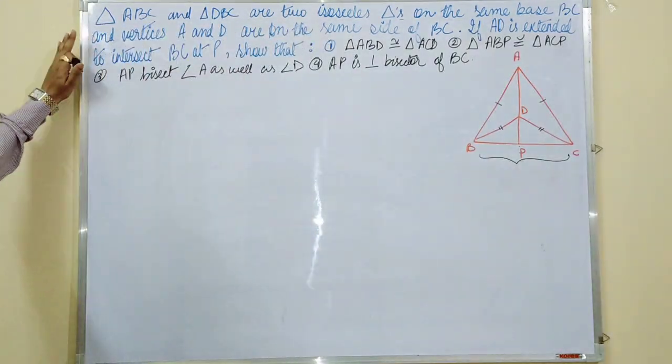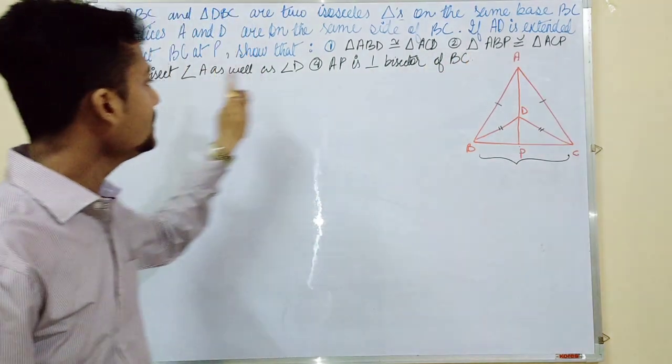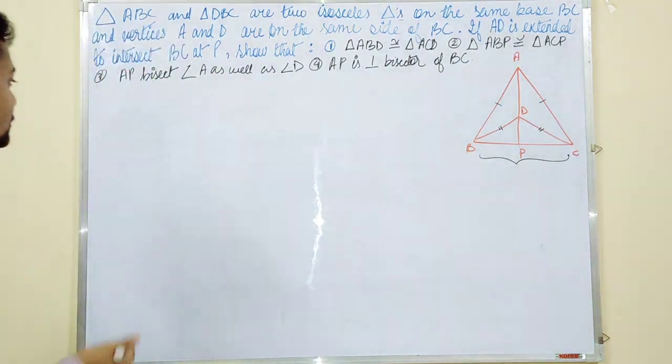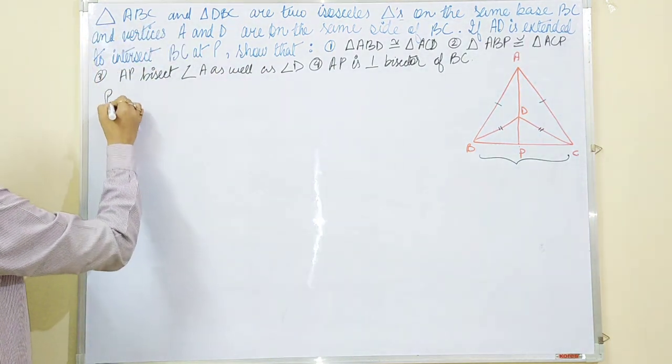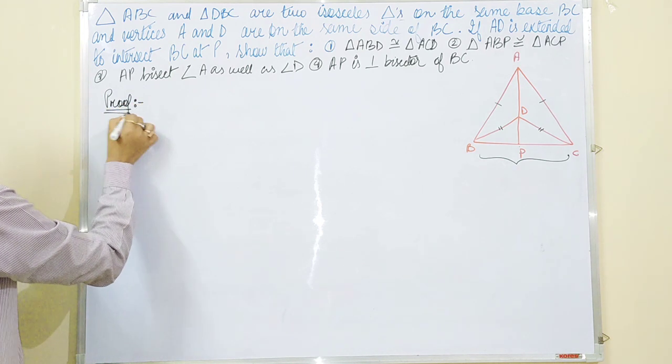So the given part you can easily write from the question that is given, isn't it? Required to prove, these all will be required to prove, 1, 2, 3 and 4. So I will be starting with the proof. Let us see.